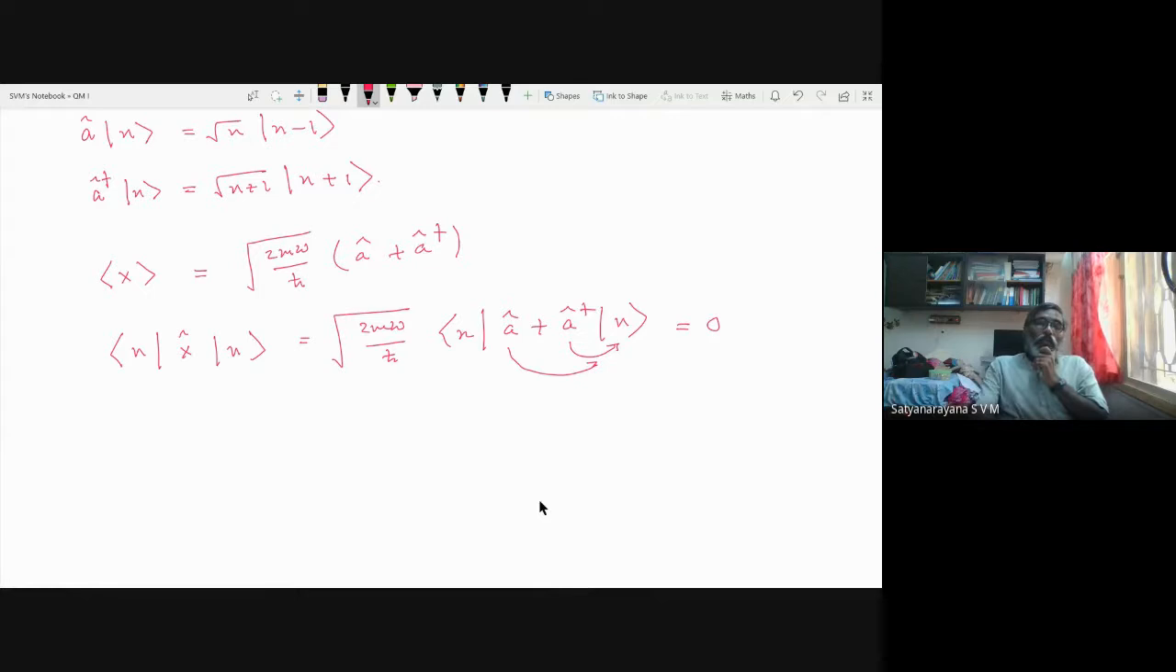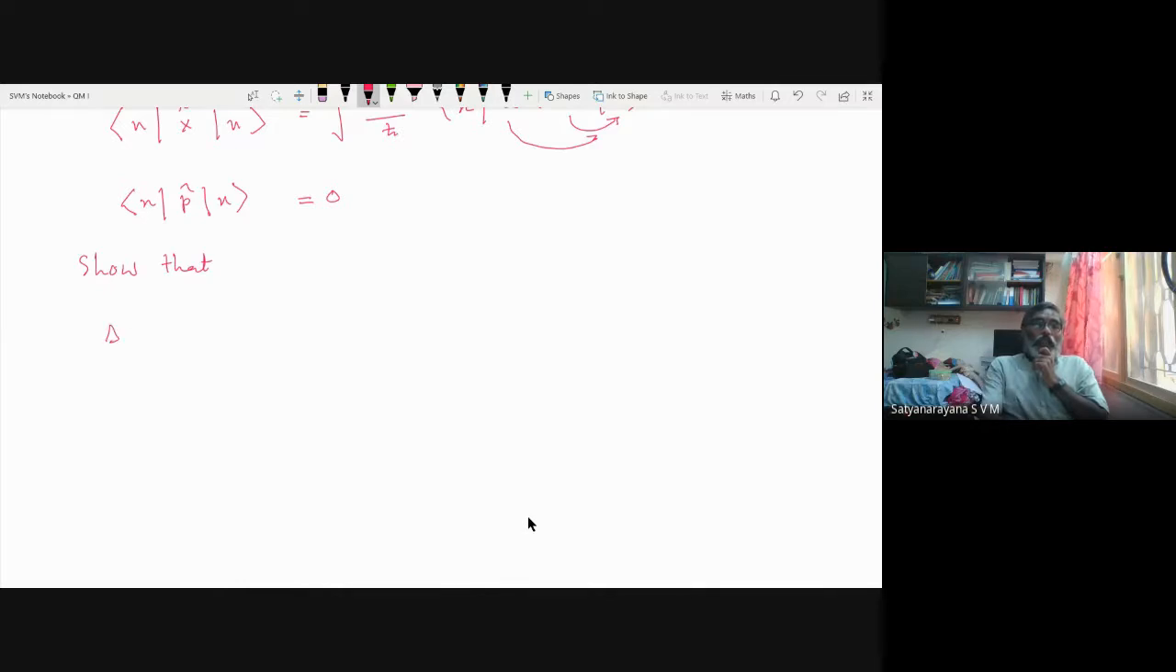In the same way, you can show that the expectation of p in state n is also equal to 0, because that is related to a minus a dagger. Now, I would like you to show, as an exercise, that delta x into delta p is equal to n plus half times h cross for state n. If I put n equal to 0, it is h cross by 2. That is the minimum uncertainty. Now, how do you do this?